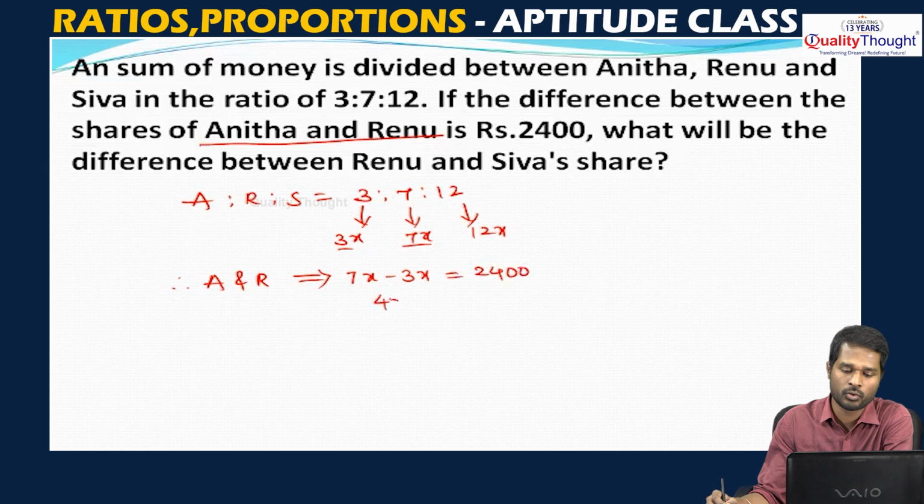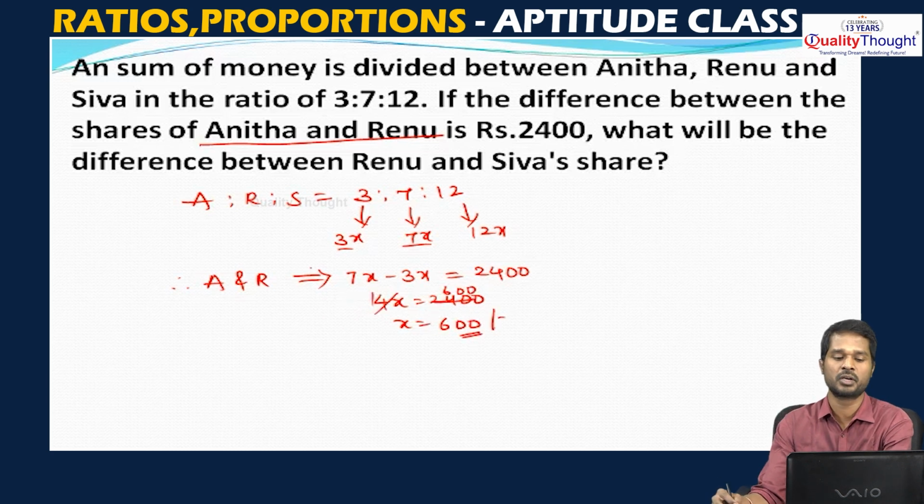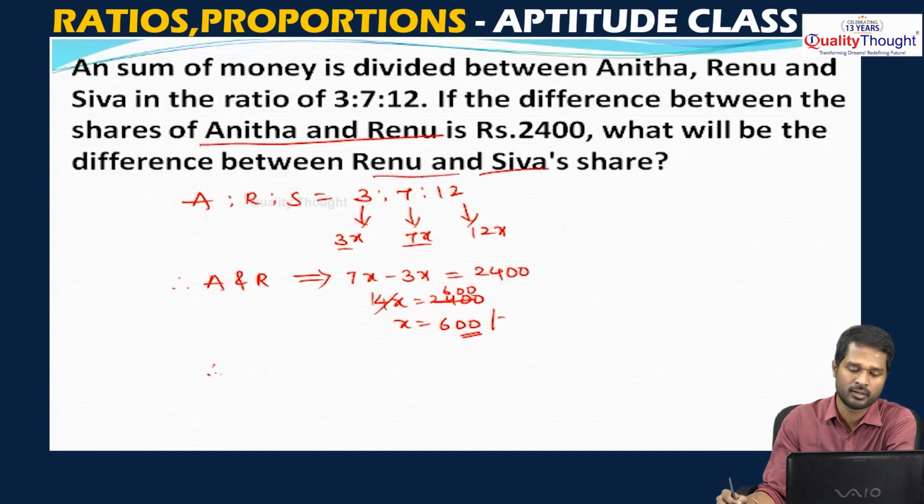So from this 4x is 2400. So the value of x is 600. So 4 ones are 4 600s. Now what is the question he is asking? What is the difference between Renu and Shiva? So we need Renu and Shiva's difference.